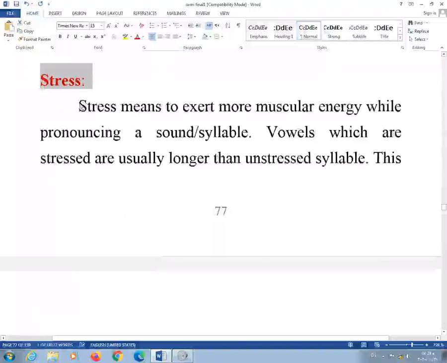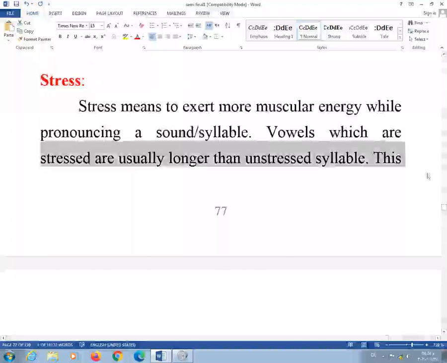Then we have stress. The second factor is stress. What's stress? Stress means to exert more muscular energy while pronouncing a particular sound or a particular syllable. So to stress a particular syllable means to make it longer, louder, and stronger. تاني, to make a particular syllable or a vowel stressed, it means that you make it longer, stronger, and louder. Okay. Vowels which are stressed are usually longer than unstressed syllables.